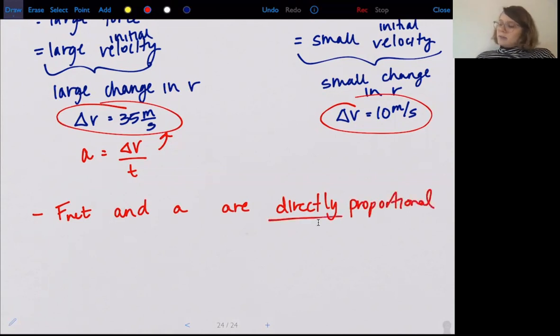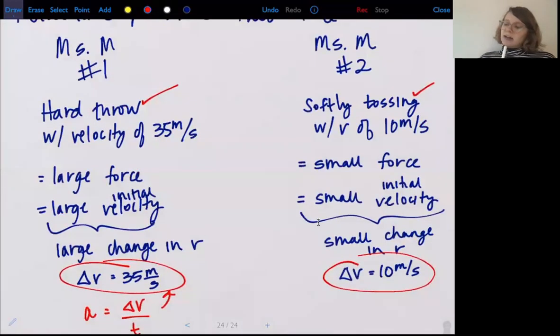There is a directly proportional relationship between net force and acceleration. So if I doubled my net force, I would double my acceleration as long as I don't change the mass. Okay? So main point, but you need to understand the why.